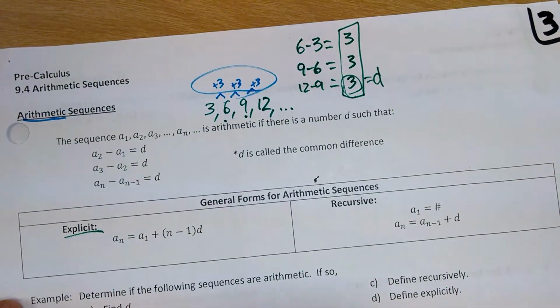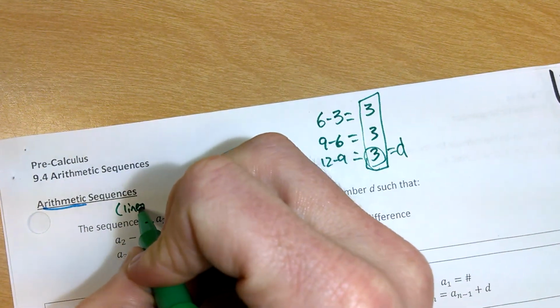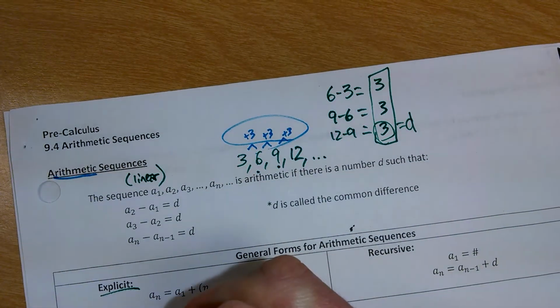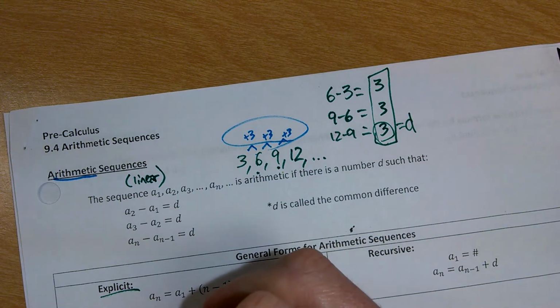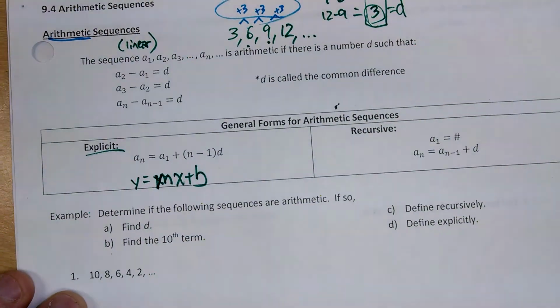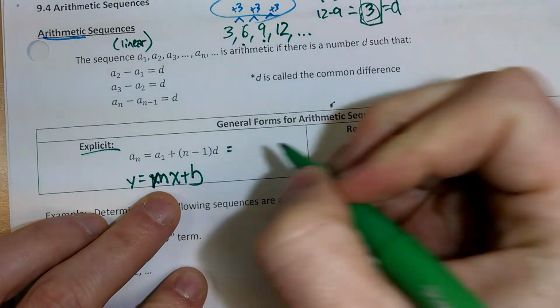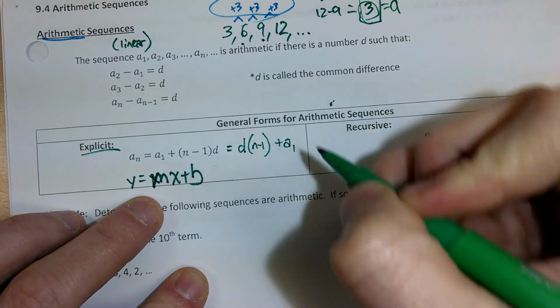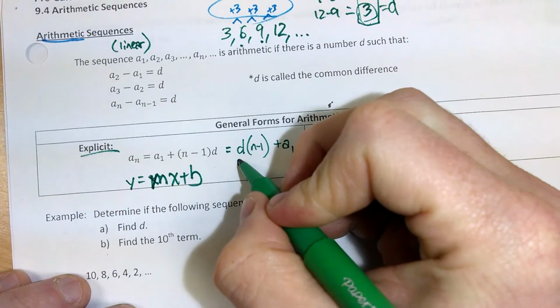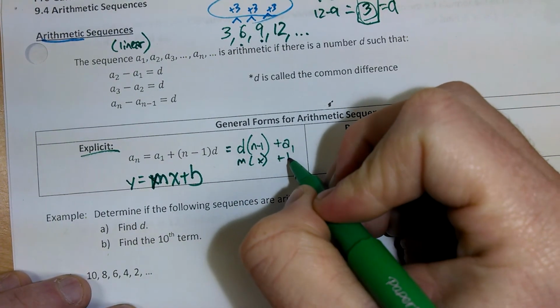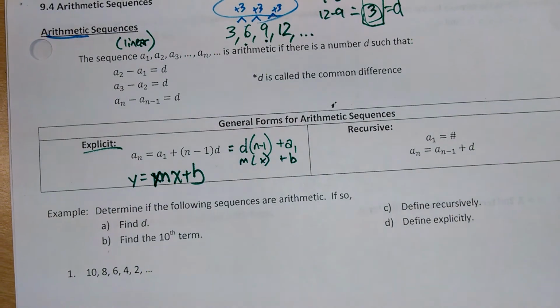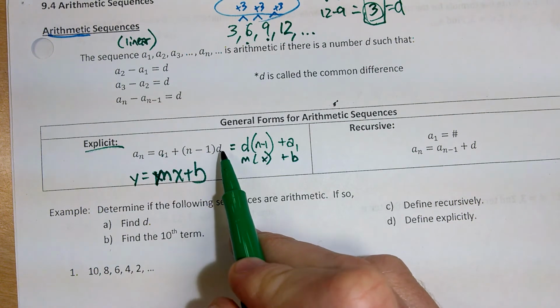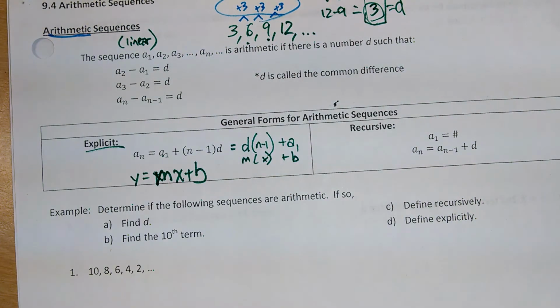Arithmetic sequences are a whole lot like linear functions. They can be modeled by linear functions. So I like to think of it as y equals mx plus b, slope-intercept form. And I like to rearrange this to where I put my d first times (n minus 1) plus my initial value, to where this is like my m times x plus my y-intercept. So as long as we know our initial value and our common difference, we can find an explicit form for an arithmetic sequence.